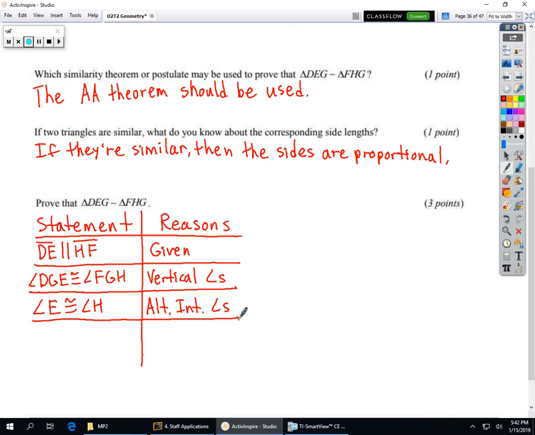I have now satisfied angle. That means these triangles are now similar, not congruent. Triangle DEG is similar to triangle FHG, and this is just called angle similarity. Right? Similarity proofs are pretty short.